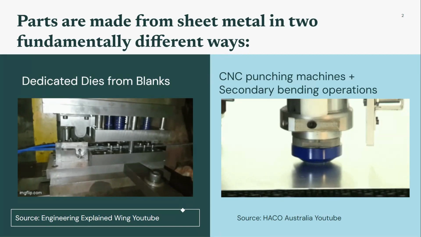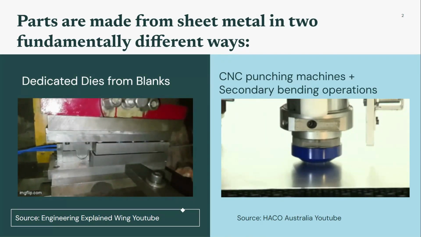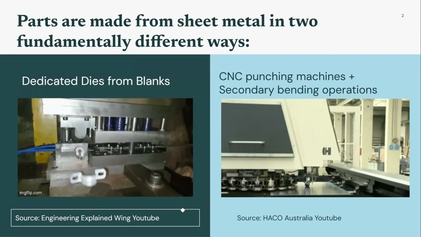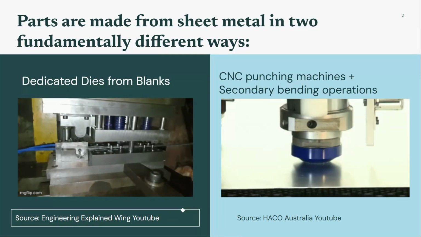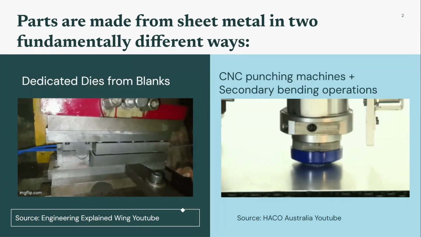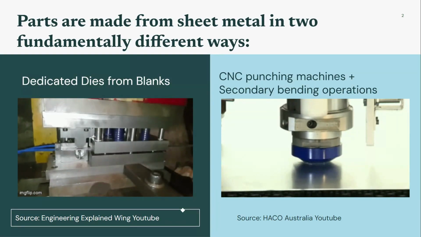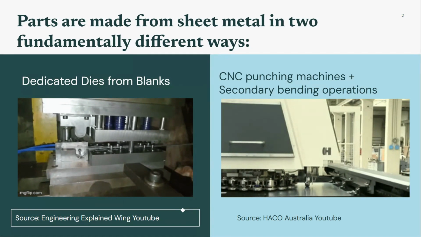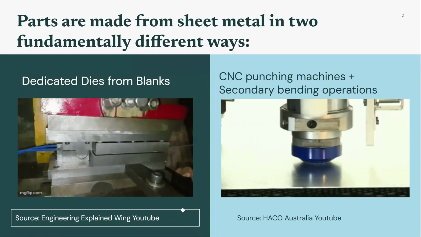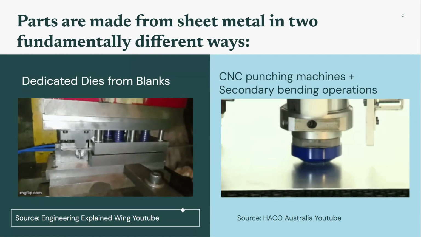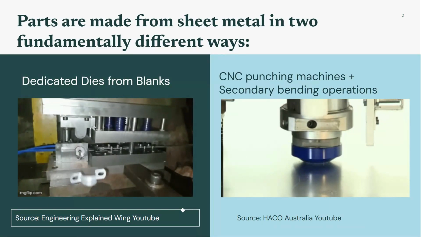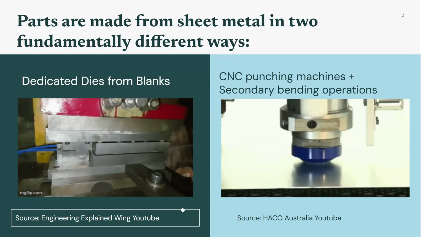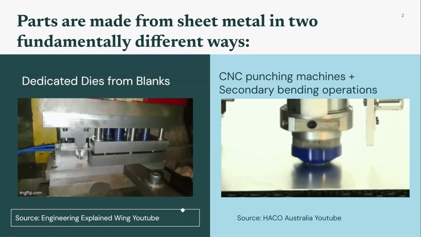On the right side, you can see an example of the other type, which is CNC punching machines, in which case these would need to take advantage of secondary bending operations through a brake press or something of the nature. But you can see this is more typical of your CNC operations, with an XY axis that moves the sheet metal around, and then a tool with different punches can cut out the parts and put different profiles onto the sheet. I will be focusing in this presentation more on the dedicated dies from blanks.